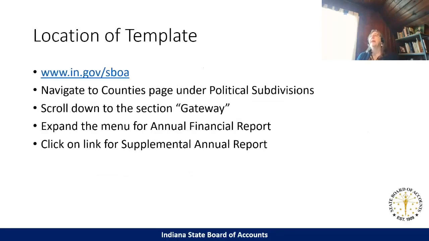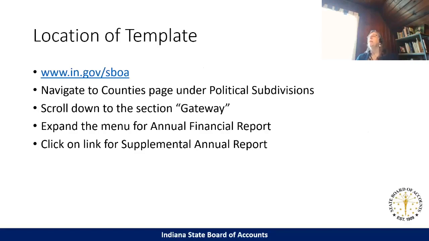We do have a template that you can use to fill out the supplemental AFR if you don't already have a copy in your office. To find the template, you go to our SBOA webpage, and I put the web address here. Navigate then to the county's page under political subdivisions. When you're on the county's page, you're going to scroll down that page fairly far down until you get to the Gateway section.